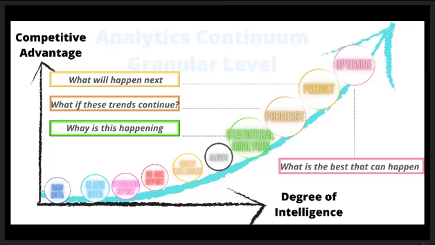So if you see the x-axis here, it is the degree of intelligence. As you move to your right-hand side, the intelligence and the complexity required increases, because standard reports and ad hoc reports are things many companies do. But if you want to do analytics, forecasting, prediction or optimization, a higher degree of intelligence is required.